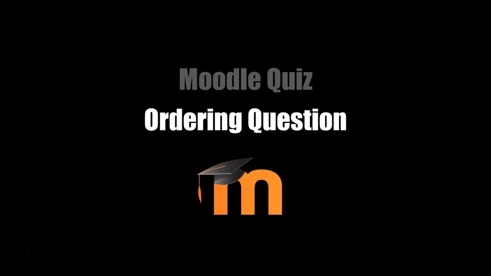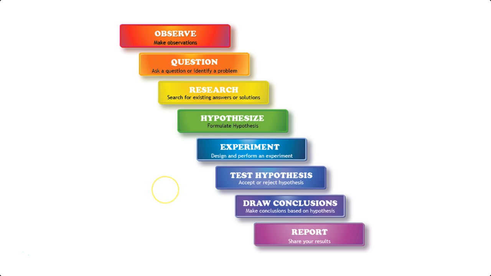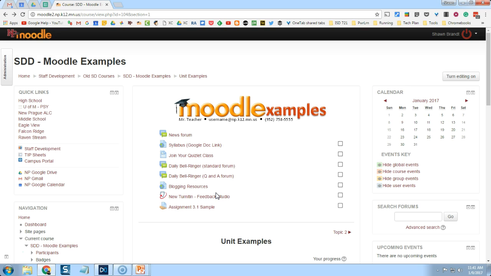This video will demonstrate an ordering question type for a Moodle quiz. For example, if you're talking about the scientific method, you've been teaching students about the steps of the scientific method. During a quiz, you may want them to list those steps in proper order. So this question type will allow you to do that.